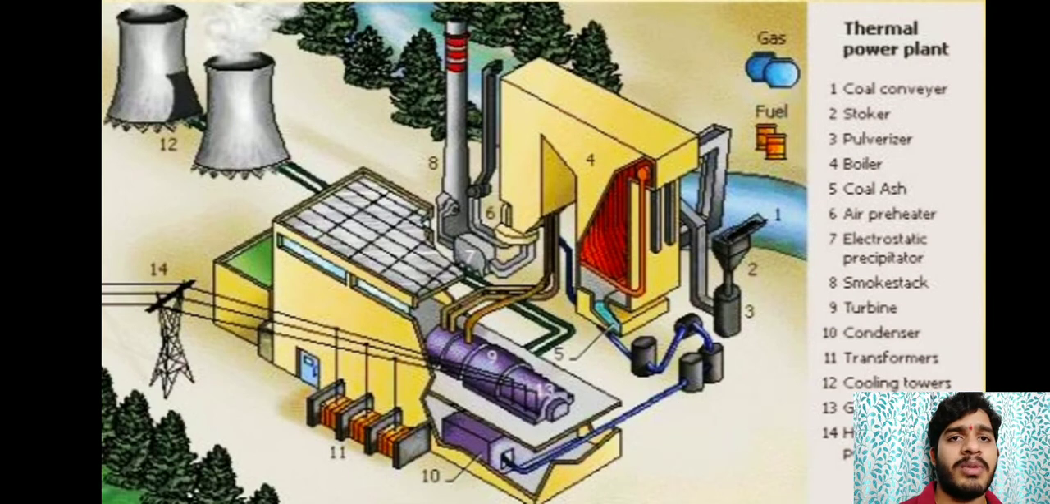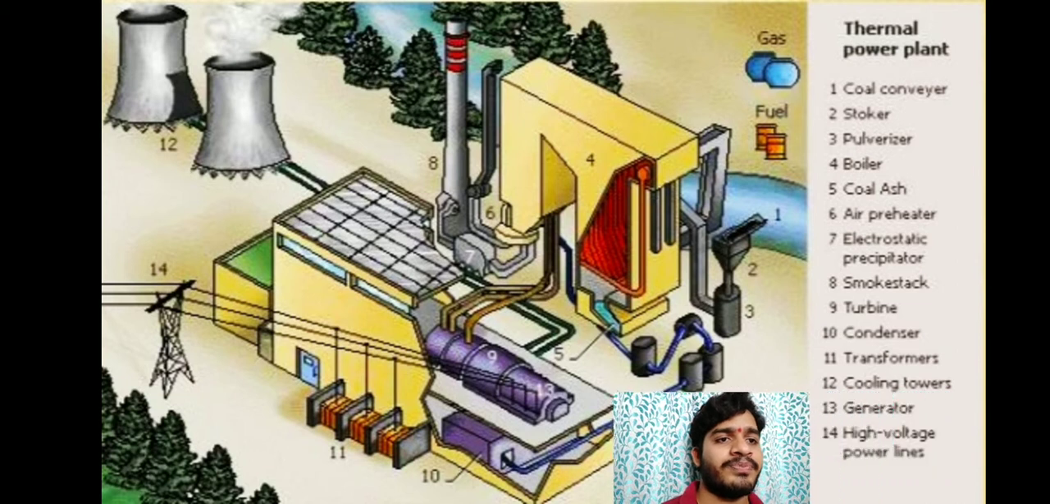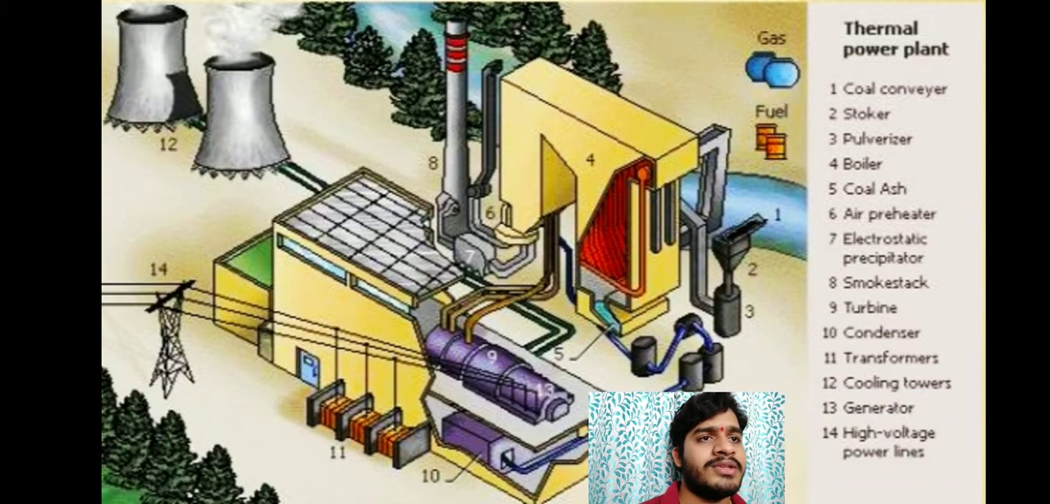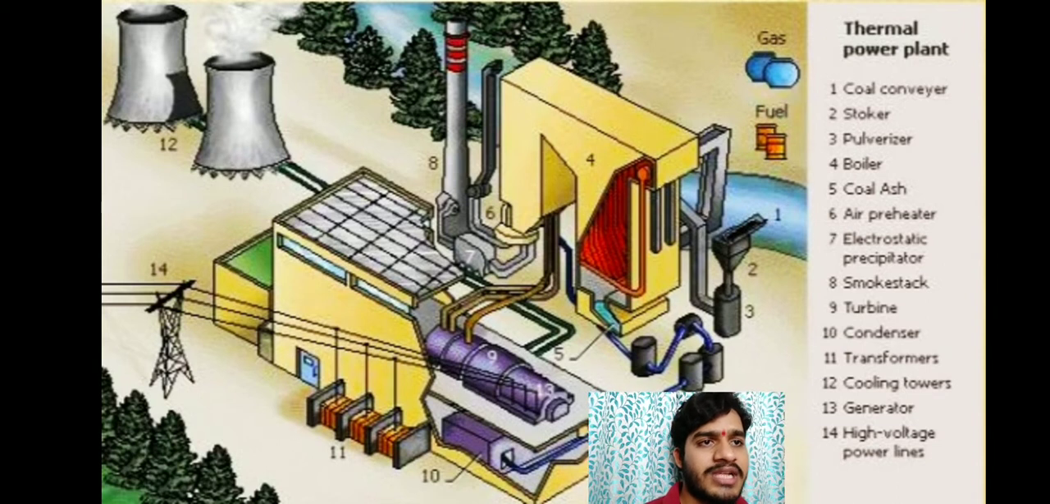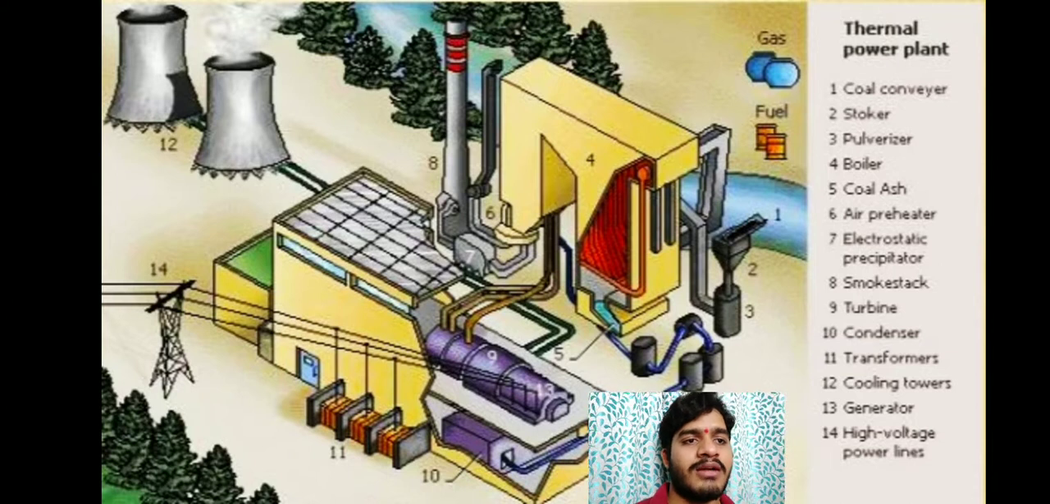And here you can see the basic diagram of a thermal power plant, and you can see the parts are also given here: coal conveyor, stoker, pulverizer, boiler, coal ash, air preheater, electrostatic precipitator, smokestack, turbine, condenser, transformers, cooling towers, generators, high voltage power lines.